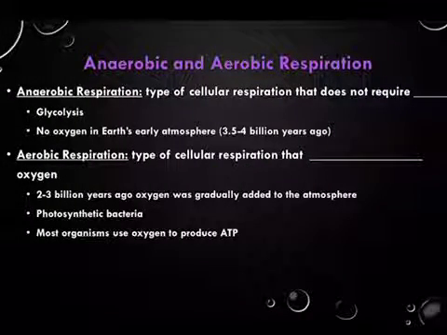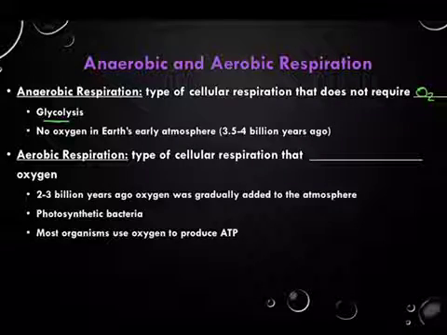So glycolysis can happen without oxygen. That makes it an anaerobic respiration because it does not require oxygen, or O2. And so glycolysis is an example of that.